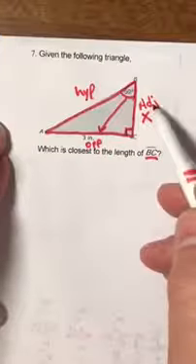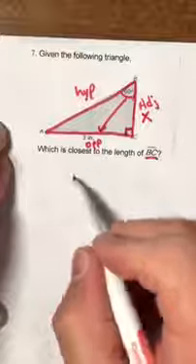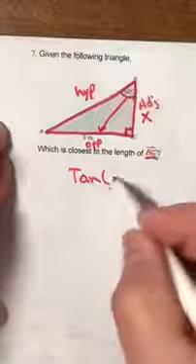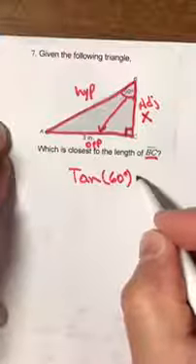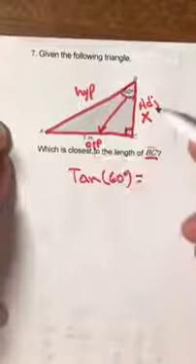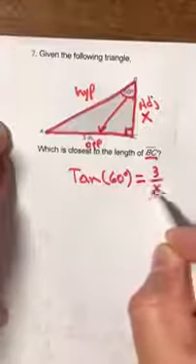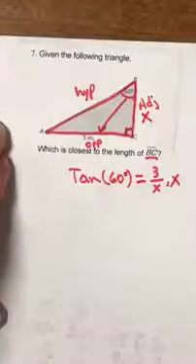So what trig function uses opposite and adjacent? Okay, you need to get this memorized. Tangent will use those two sides. Okay, put that degree symbol in. Okay, opposite divided by adjacent, which is 3 divided by x, comma x. Finish that problem up.